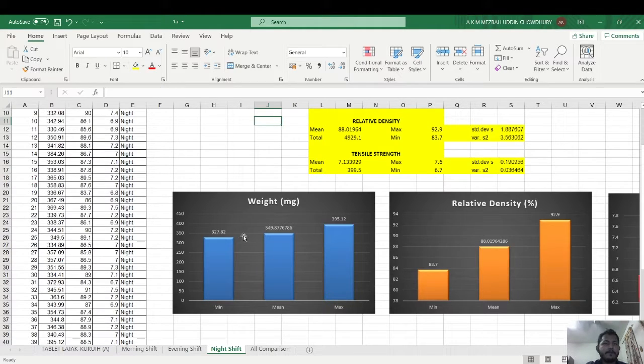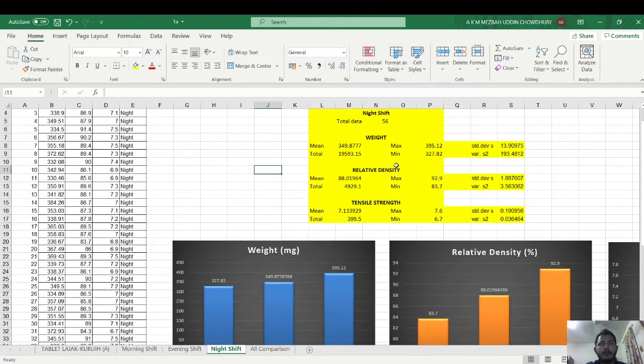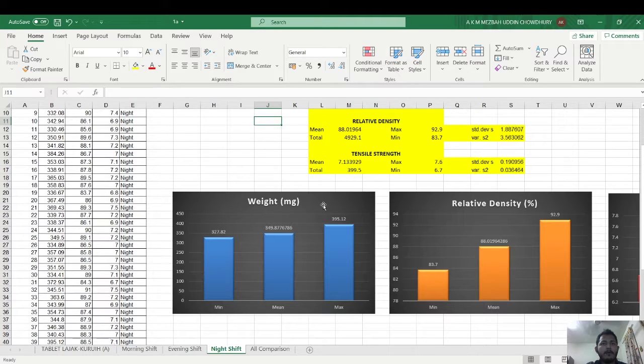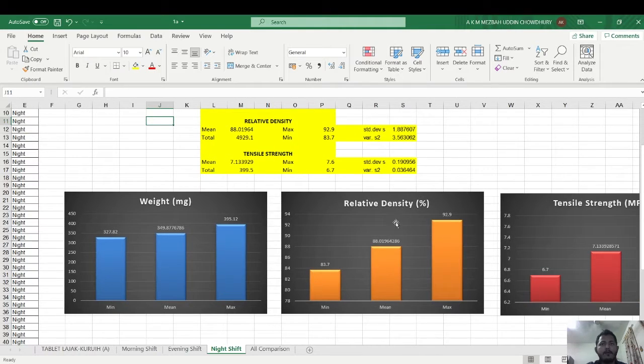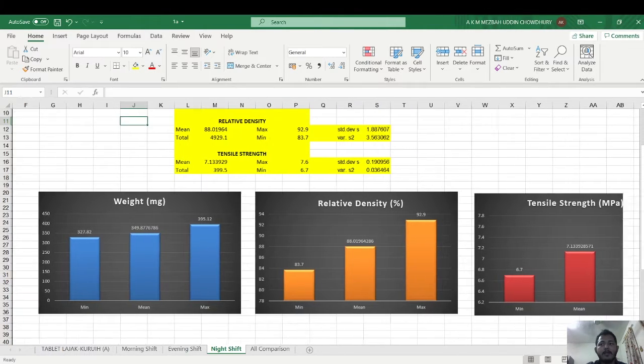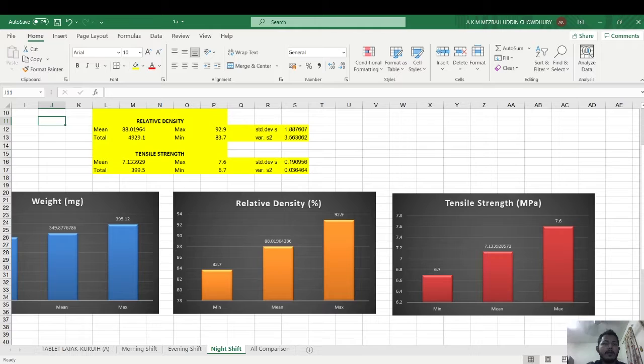Here, from the summarized data, we have the weight for the night shift, the minimum, the mean, and max. Here we have the relative density for the night shift, and here's the tensile strength for the night shift.